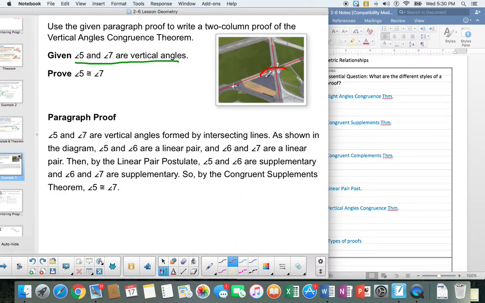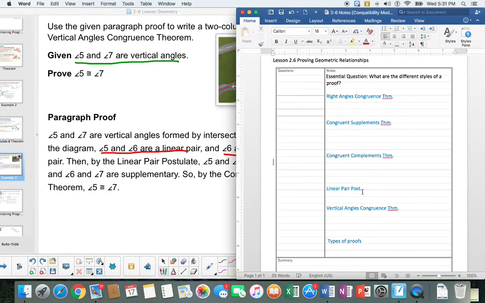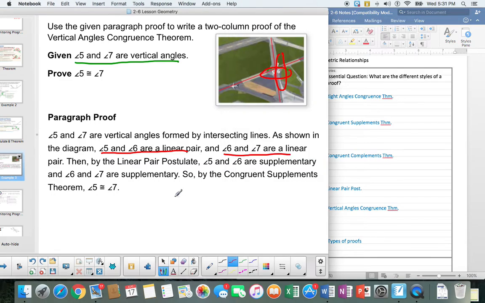in here, I can say these two angles are a linear pair, and I can say 6 and 7 are a linear pair. Now, the postulate right here, the linear pair postulate says you're allowed to say they are supplementary to each other. So we're going to say they're supplementary. They're supplementary.